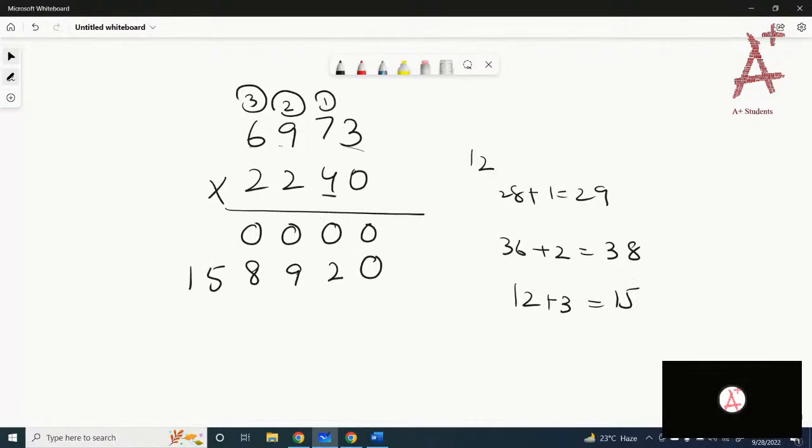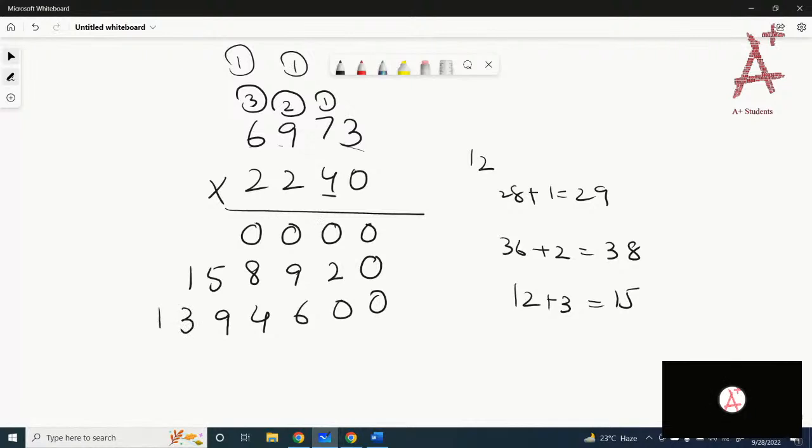Got it? Okay. Now you have to start multiplying the 100 digit. So you have to start writing right below the 100 digit. So add the zeros right below the ones and tens digit. Got it? 2 times 3 is 6. 2 times 7 is 14. Write the 4 over here and carry 1. 2 times 9 is 18 and 1 is 19. Write the ones digit over here and carry the tens. 2 times 6 is 12 and 1 is 13.